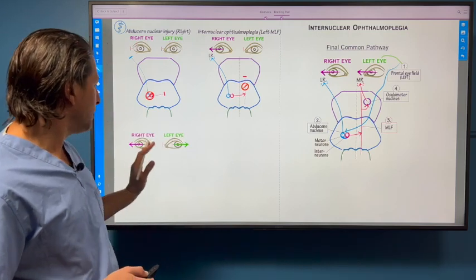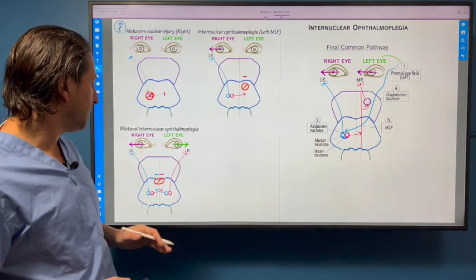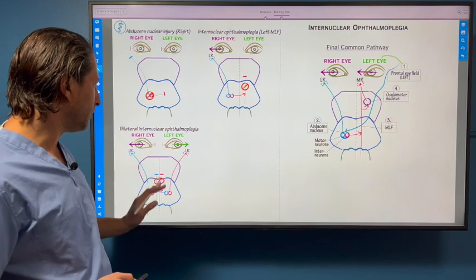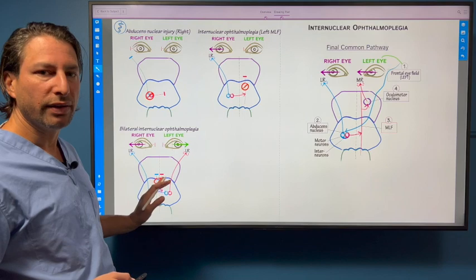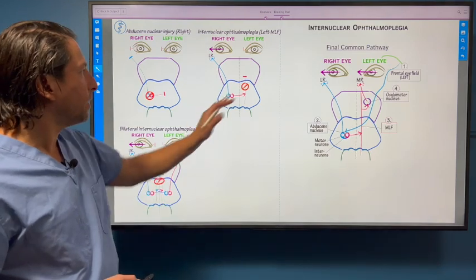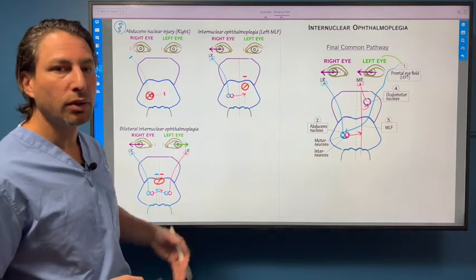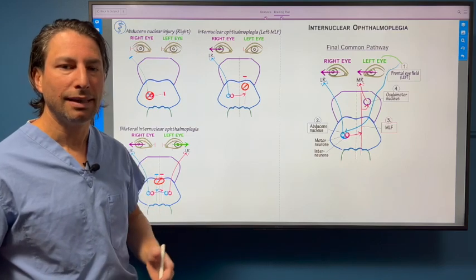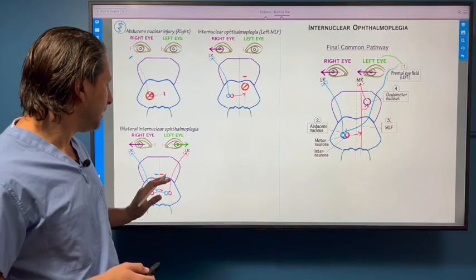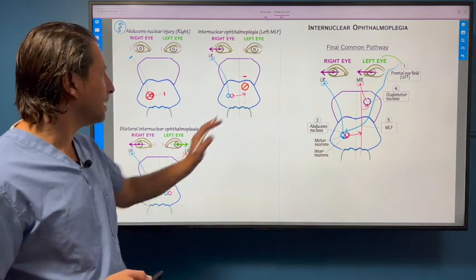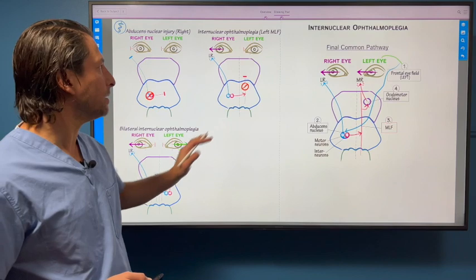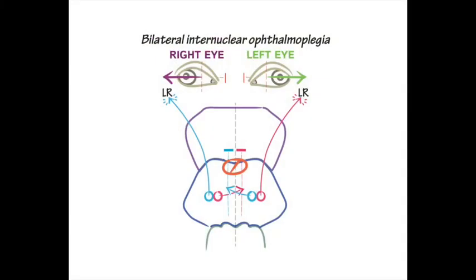We can see this actually in both eyes in what's called a bilateral internuclear ophthalmoplegia if both medial longitudinal fasciculi are affected. We often attribute internuclear ophthalmoplegia, or we assume that it could be from a demyelinating plaque, because demyelination doesn't follow a vascular pattern, and we can see demyelination in multiple sclerosis. So internuclear ophthalmoplegia is often a potential indicator of multiple sclerosis.